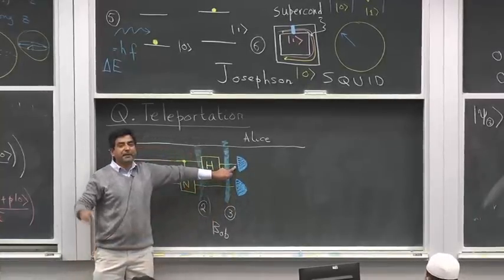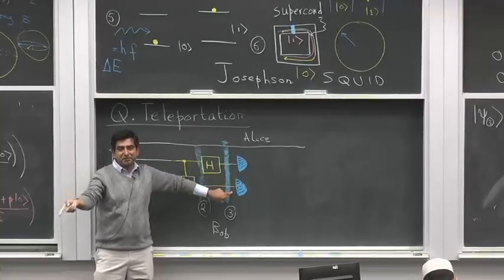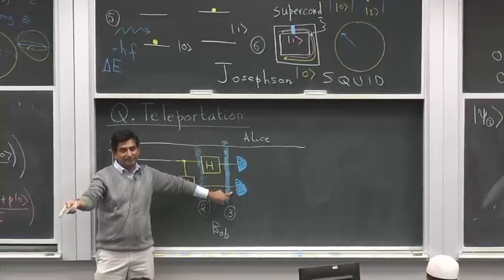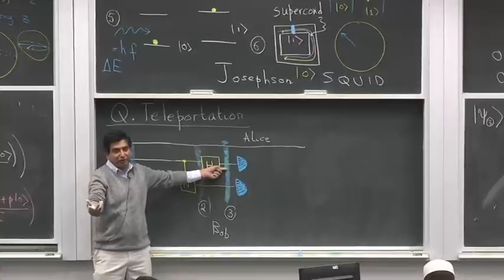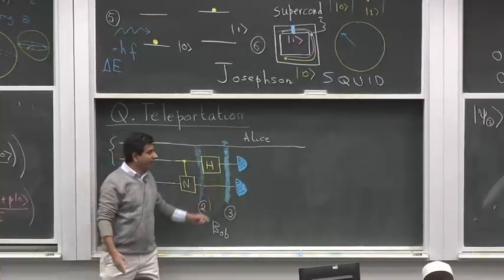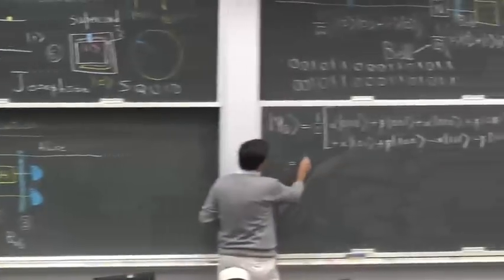So this measurement will be either 0 or 1. This measurement will be either 0 or 1. Okay? So each qubit could be in state 0 or 1. This could be 0 or 1. This could be 0 or 1. So now let's try to look at this state over here.